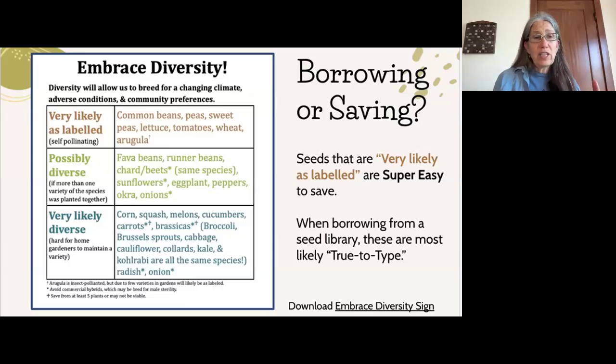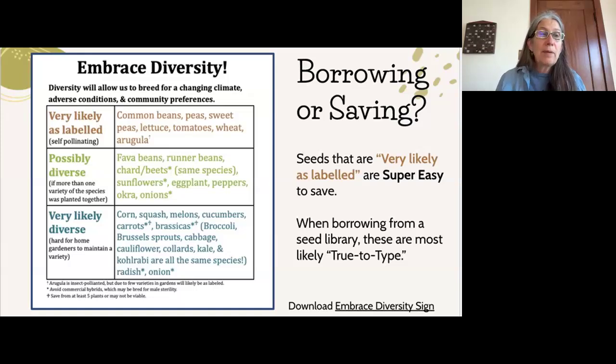Corn is really hard for us to save reliably. Broccoli, Brussels sprouts, these could all cross very easily. It's hard for us to do that on a home scale. We still accept those in our seed library. We still accept those at our seed swaps, but we just label those as very likely diverse. If you are really risk averse, or you really want to maintain something, the very likely as labeled species are a great place to start.